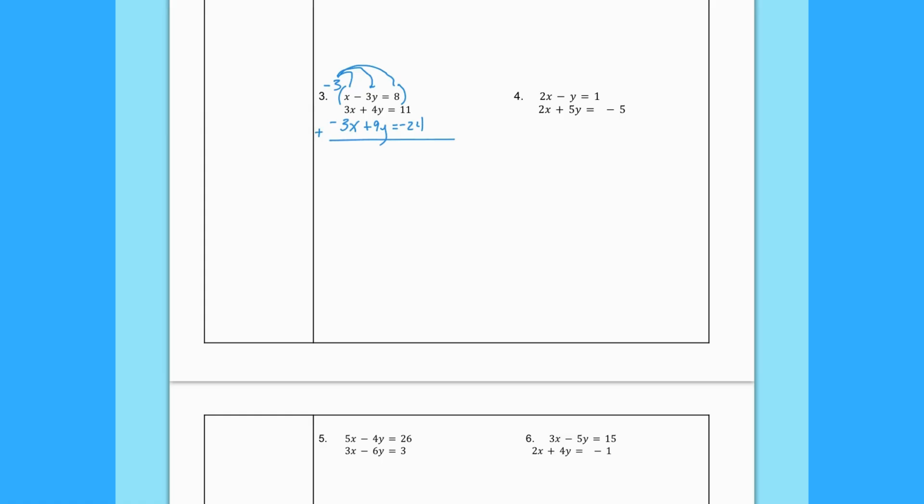Positive 3x and negative 3x cancel each other out, so they're eliminated. 4y plus 9y is 13y, which is equal to 11 plus negative 24, which is negative 13. And then we finish solving our problem. So divide both sides by 13, and we get that our y must equal negative 1. So we have our first half of our answer.